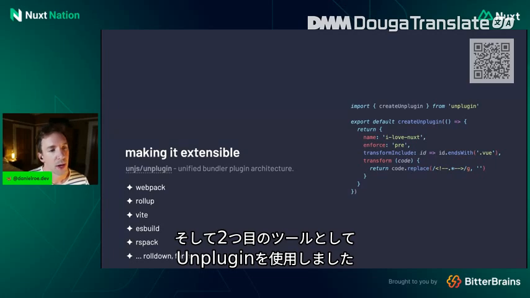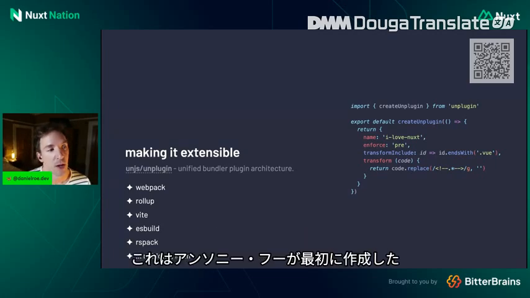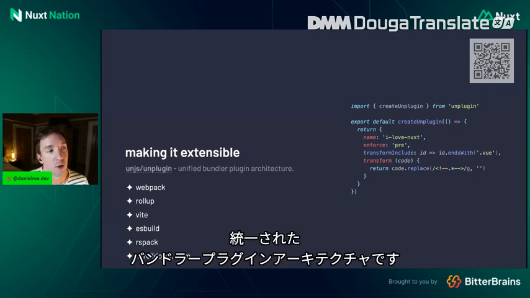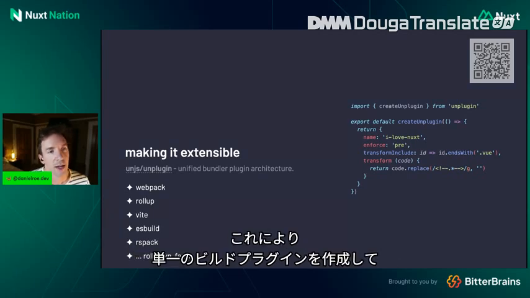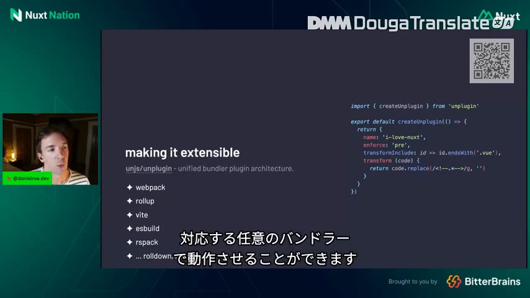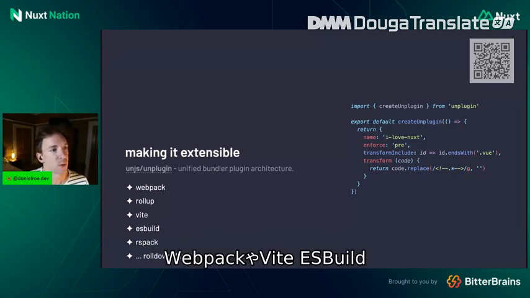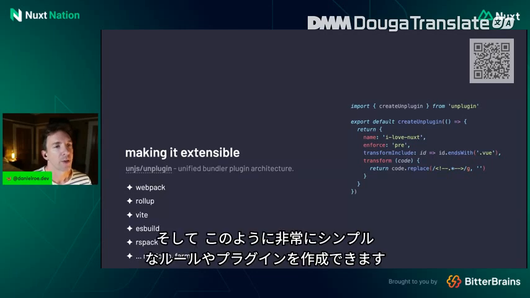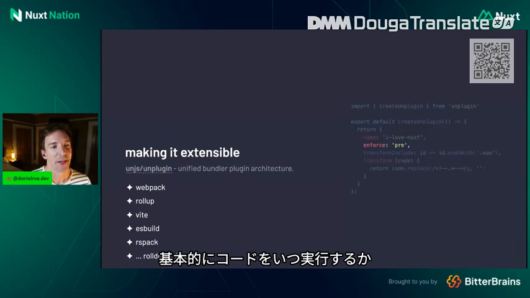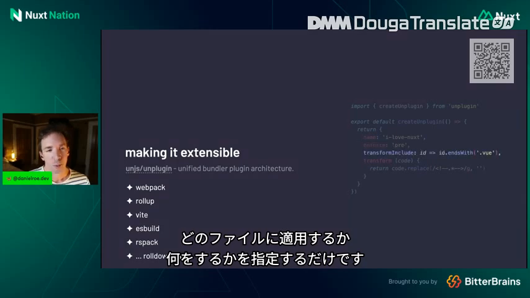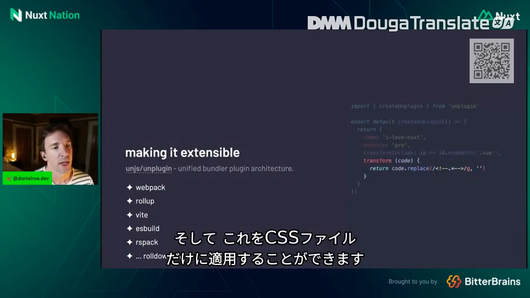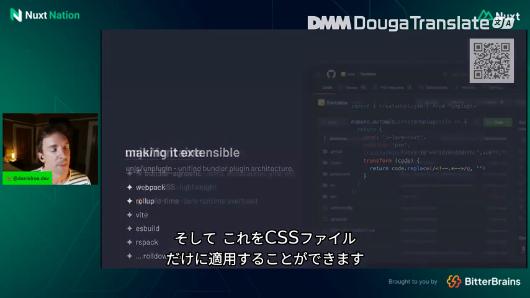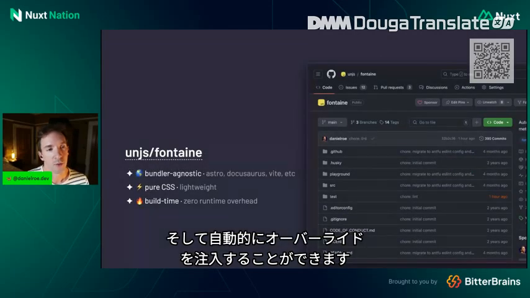And then the second tool we were able to use was Unplugin, which Anthony Fu created originally, a unified bundler plugin architecture, so that you could write a single build plugin that would work with any supported bundler, whether that be Webpack or Vite or ESBuild or Rolldown or Farm or whatever might come. And so you can write extremely simple plugins like this one, which basically specifies things like when do you want the code to run, which files do you want it to apply to, and what do you want it to do. And so we can apply that to, say, just CSS files and actually inject overrides automatically for people.